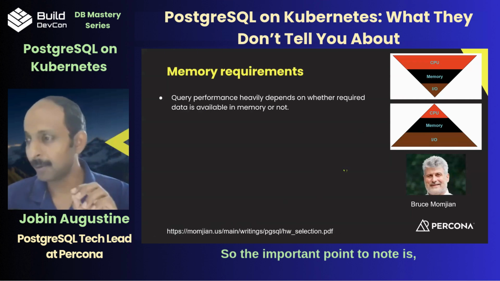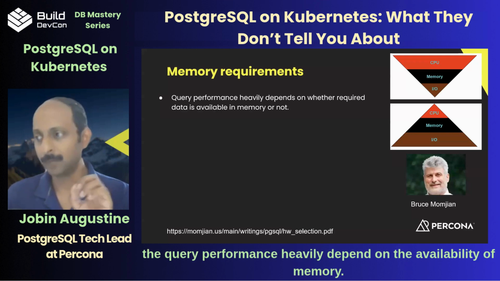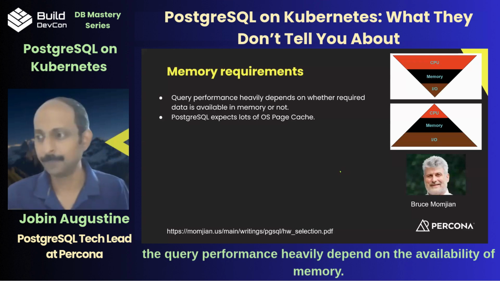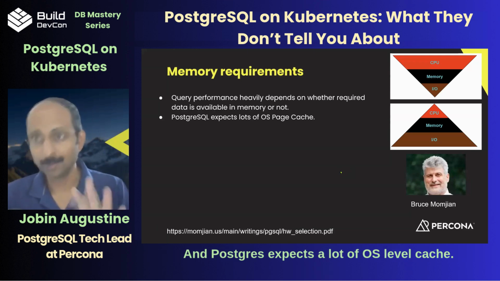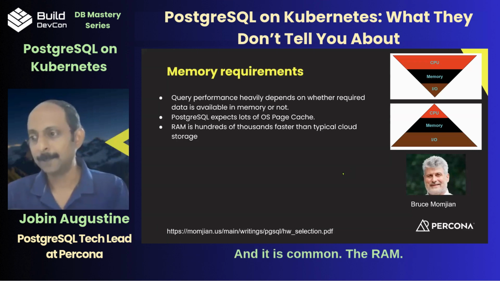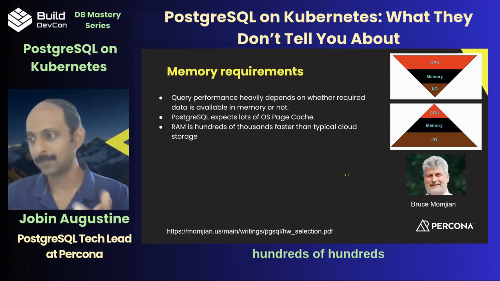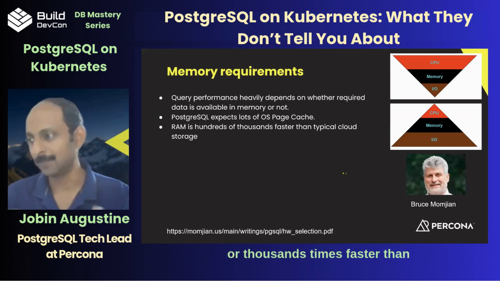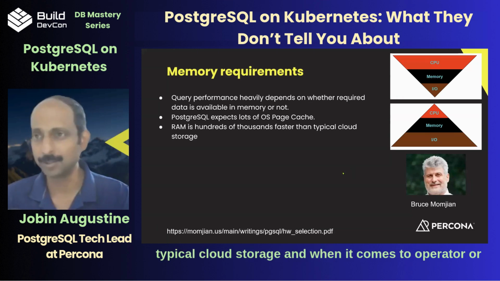The important point to note is the query performance heavily depends on the availability of memory, and Postgres expects a lot of OS level cache, the OS page cache, and it is common. The RAM is hundreds or thousands of times faster than typical cloud storage.